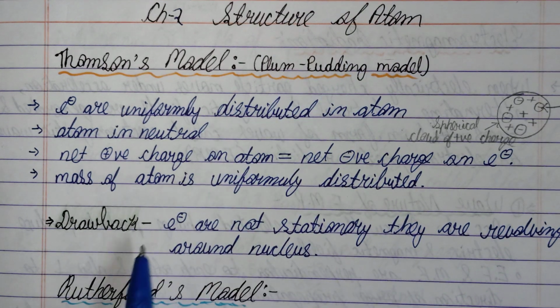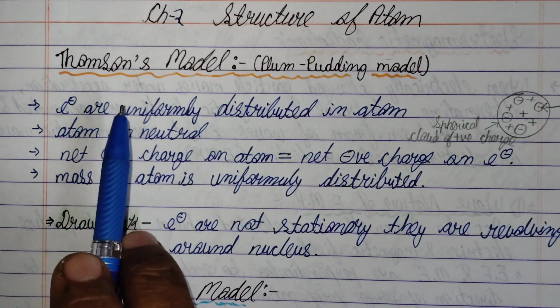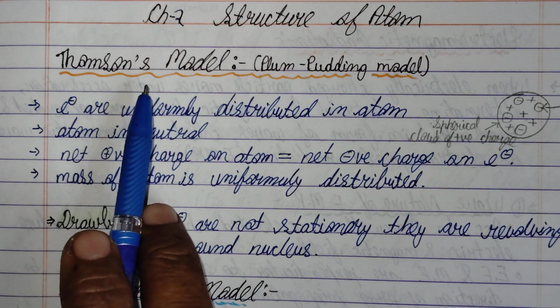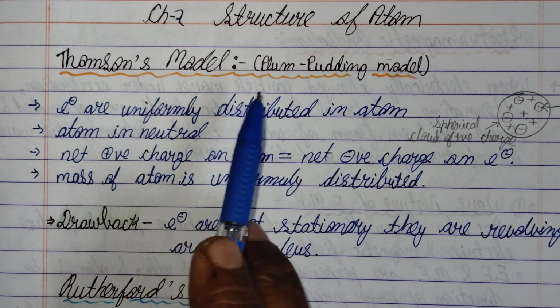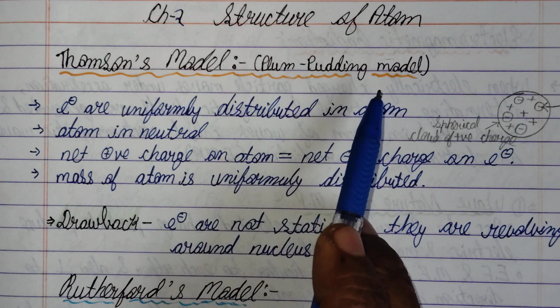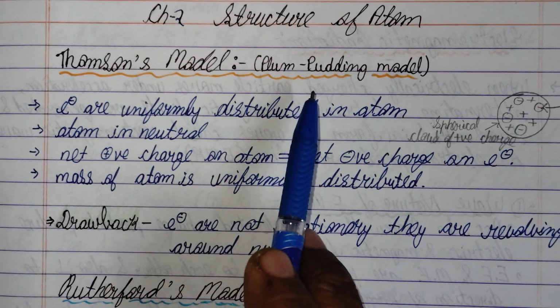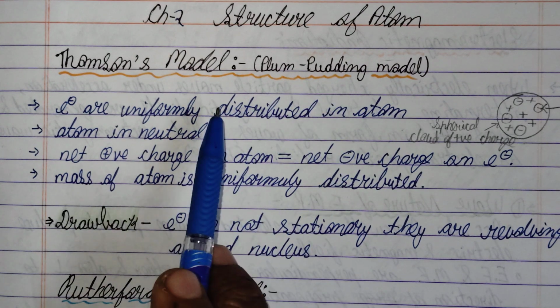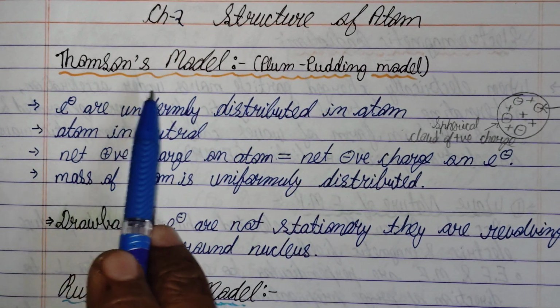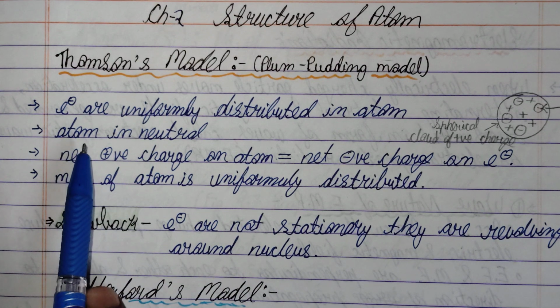Summary of the chapter, it means notes. First, in this chapter there is the Thomson model. It is also called the plum pudding model. Plum pudding is a European dish. So this model is Thomson's model, the plum pudding model.